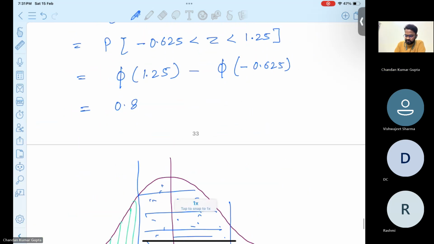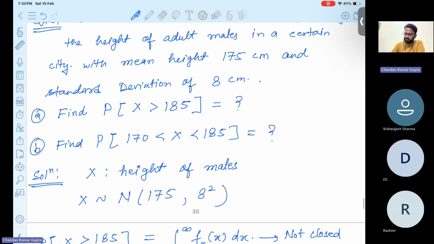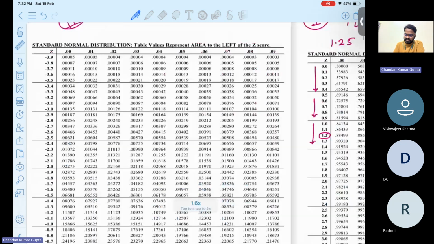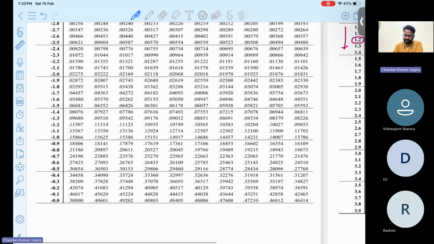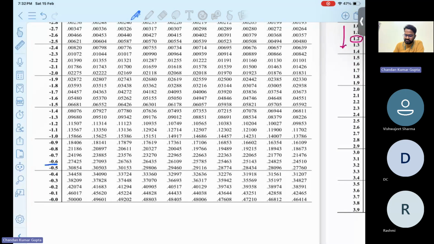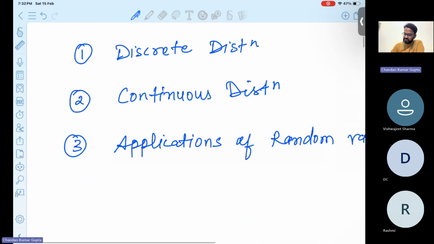From the table, this comes out to be 0.89435, minus this value. Let me show you again the value of this minus, which can be seen with the help of the second table. Here the table is given for the minus values. So minus is here, 6 and 2. Since 2 is there, minus 0.62 is this and 0.63 is this. So after rounding off, you will get 0.62, so 0.26763. Okay, I think I've used 0.26736.